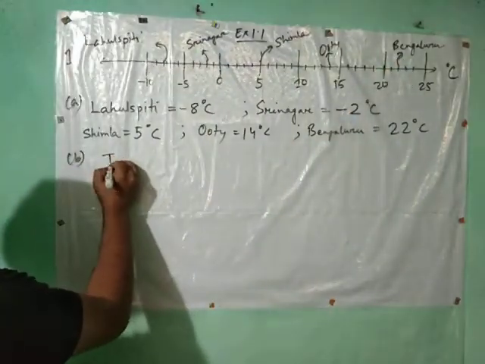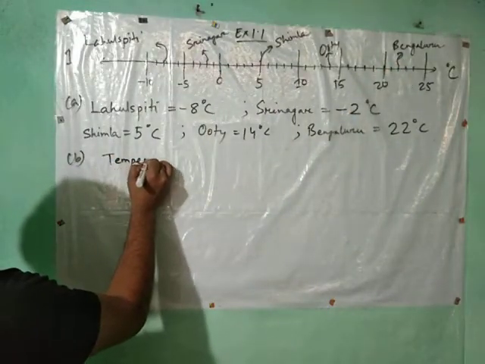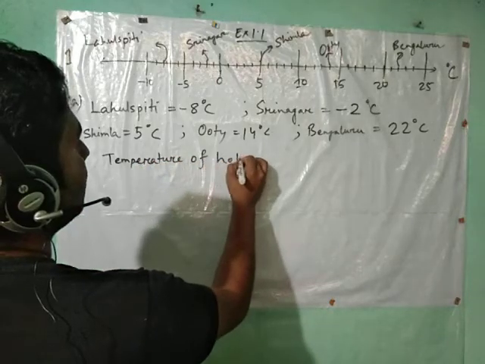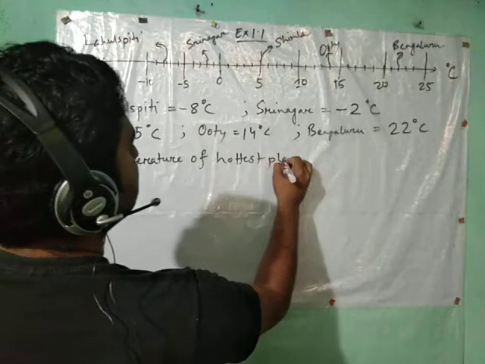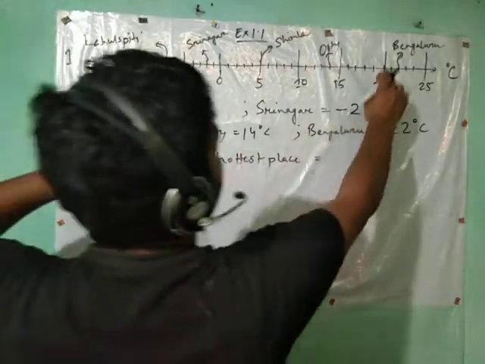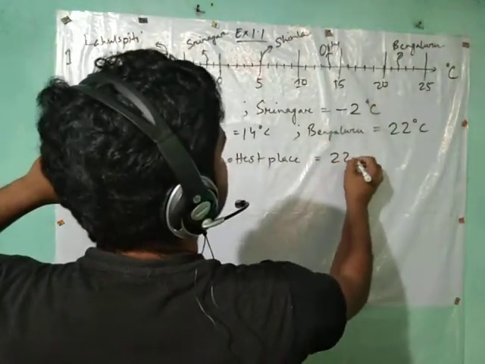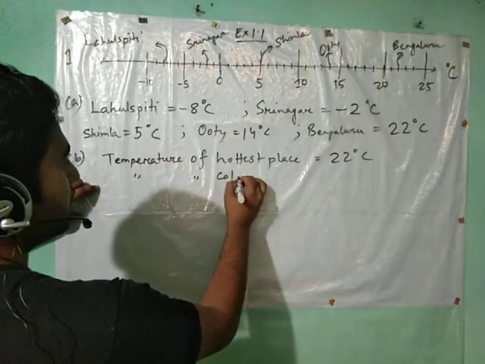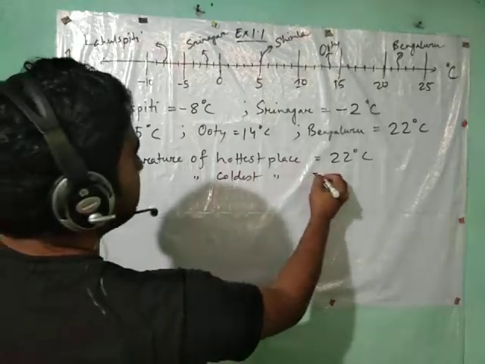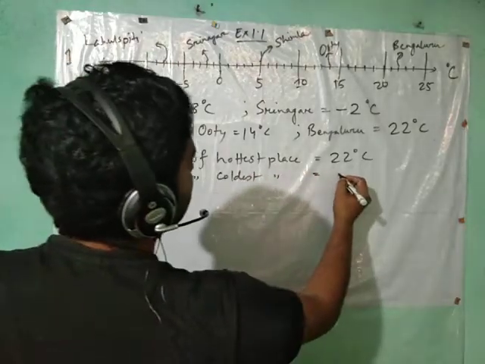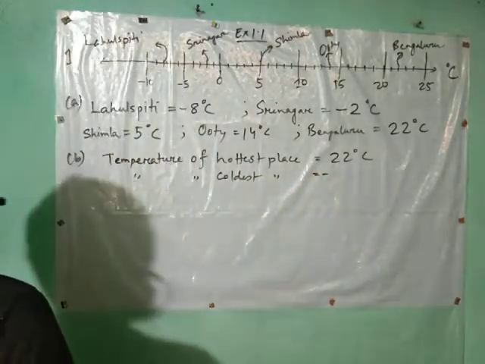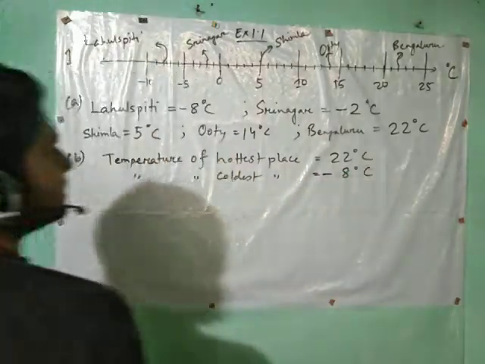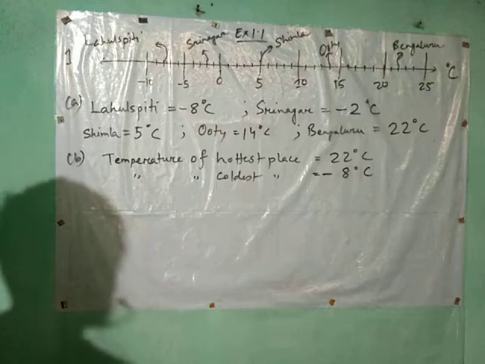So write down temperature of hottest place equals to how much? See, hottest place Bangalore. What is the temperature? 22 degrees centigrade. Similarly, temperature of coldest place. What is it? This is the Lahul Spiti. How much is it? Minus. Mind it, it is -8 degrees centigrade. Isn't it? Yes or no?